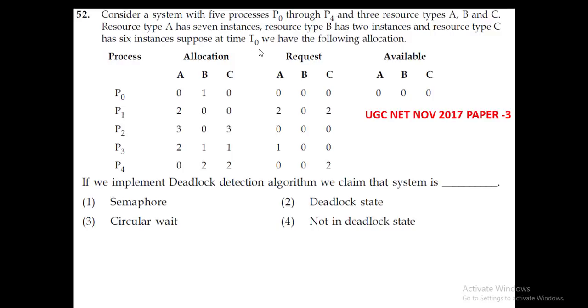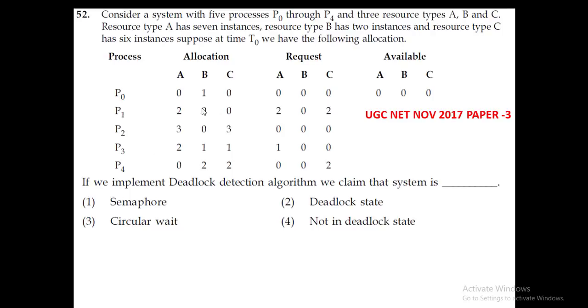At time t equal to 0, we have the following allocations, right? Here we have 5 processes and their allocations of resource types. A, B, C are the resource types. For process P0 at time t equal to 0, the system allocated 0 instances of A, 1 instance of B, and 0 instances of C. For process P1, the system allocated 2 instances of A, 0 instances of B and 0 instances of C, and so on, right?